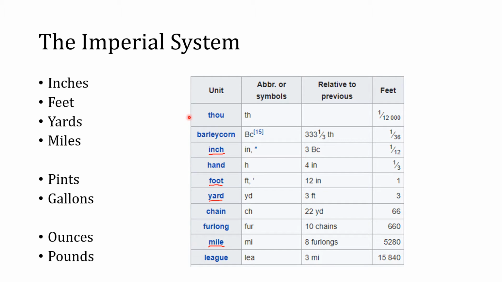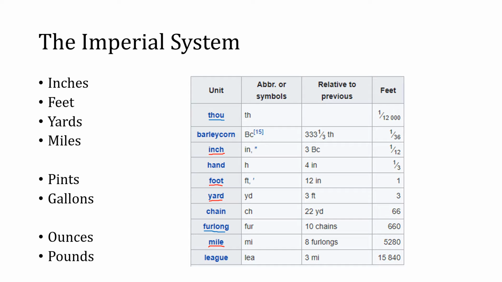The rest of them aren't particularly common, I think. Some might be more common than others. For example, I know that I've come across the term furlong before, and I've come across the term, well, actually, I think that's the most sort of famous of the rest of them.